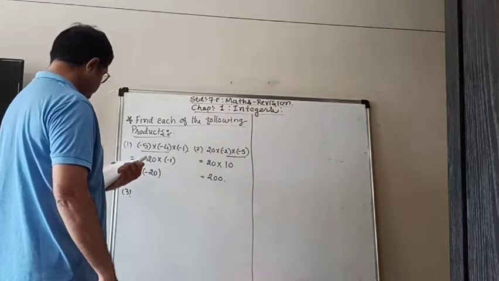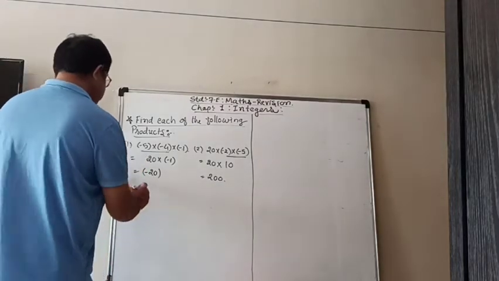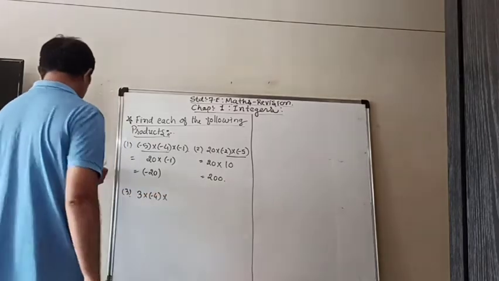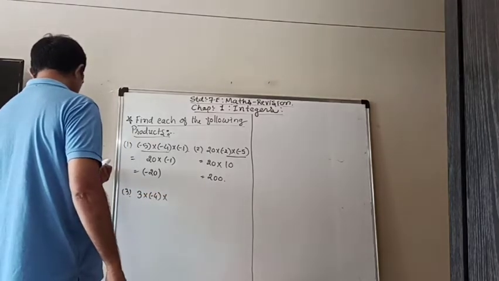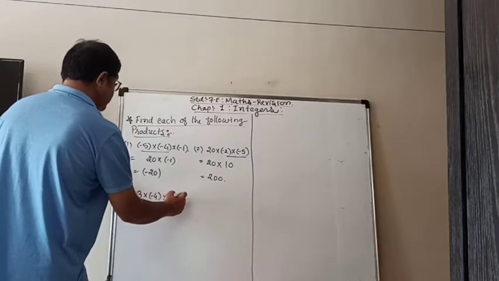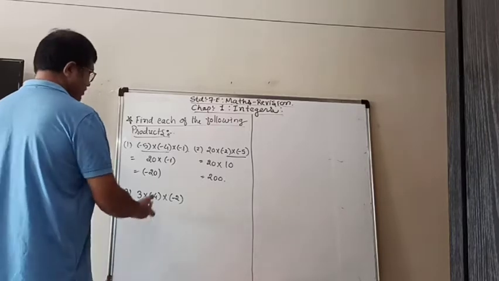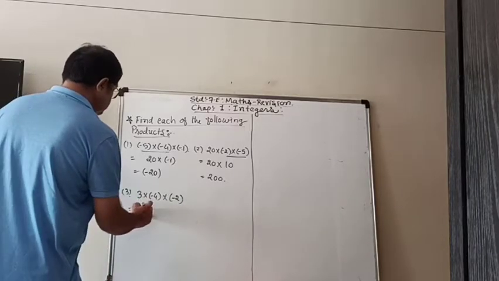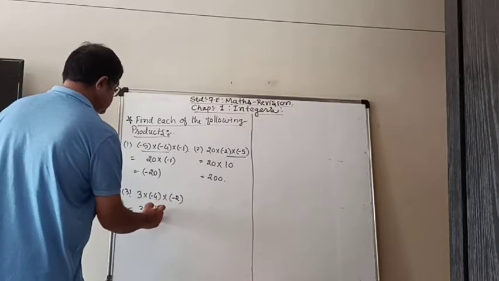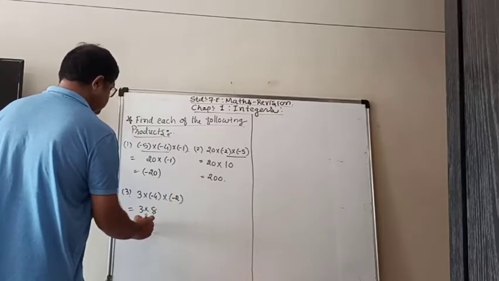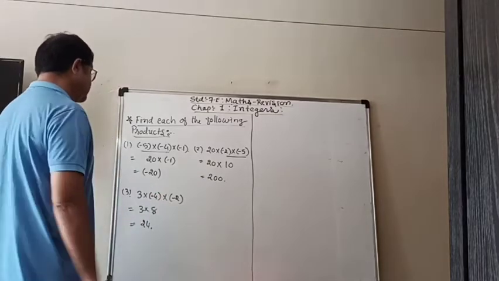Third one, 3 multiplied by minus 4 multiplied by minus 2. So here you can take anything. So 3 multiplied by 4, 2s are 8, negative negative positive. So 3 8s are 24.